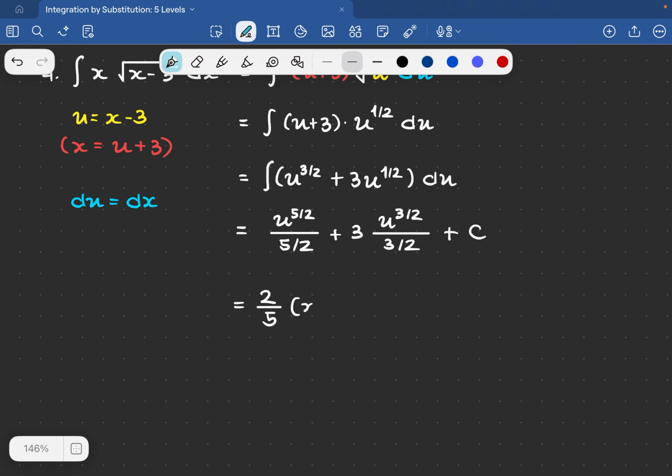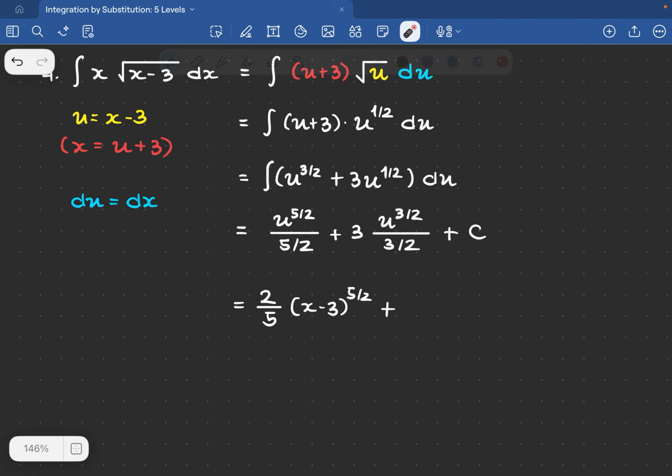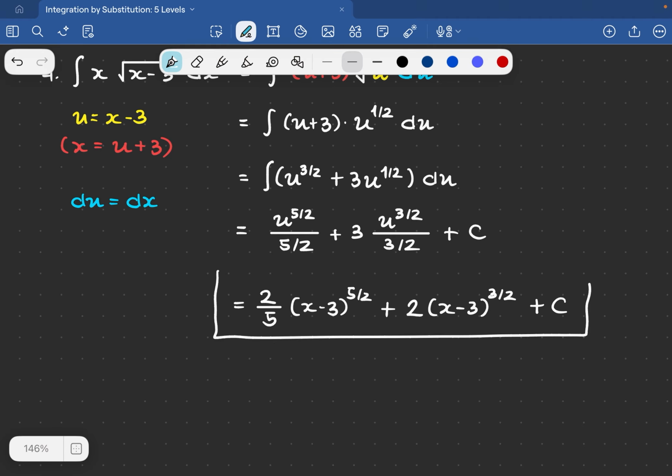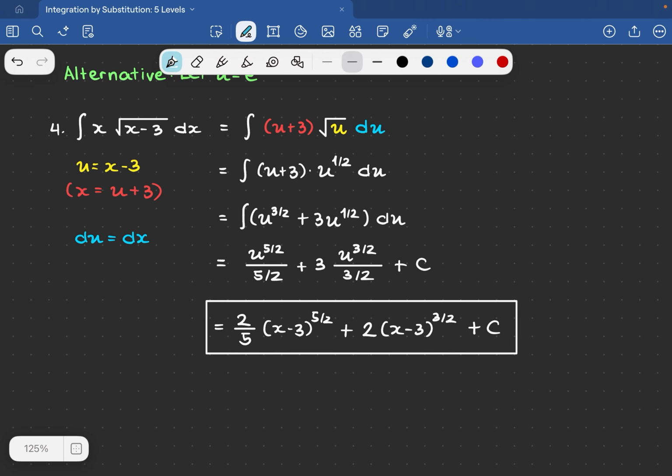So this one will become x minus 3 raised to 5/2 plus this 3/2 out here would result to 2/3. So the 3's here will cancel. We'll be left with 2 u raised to 3/2, but u is just x minus 3. So we'll have here x minus 3 raised to 3/2 plus c. This is the answer for this problem. So that is for number 4.